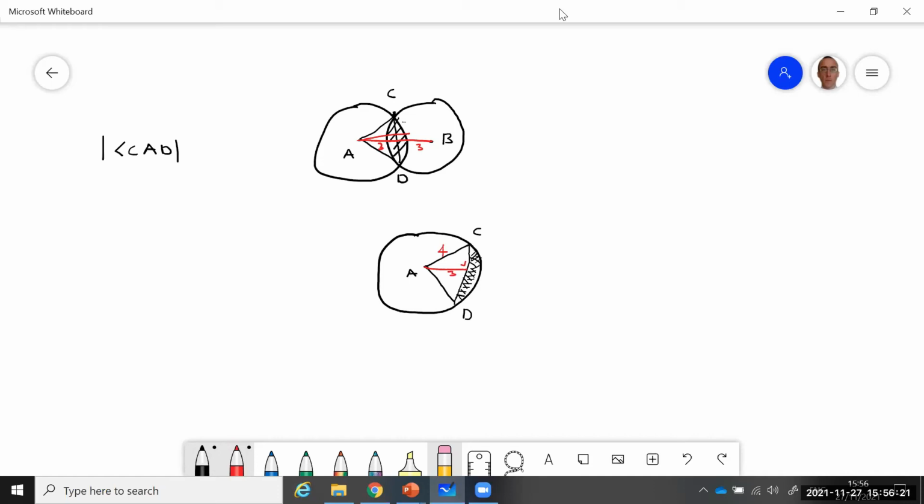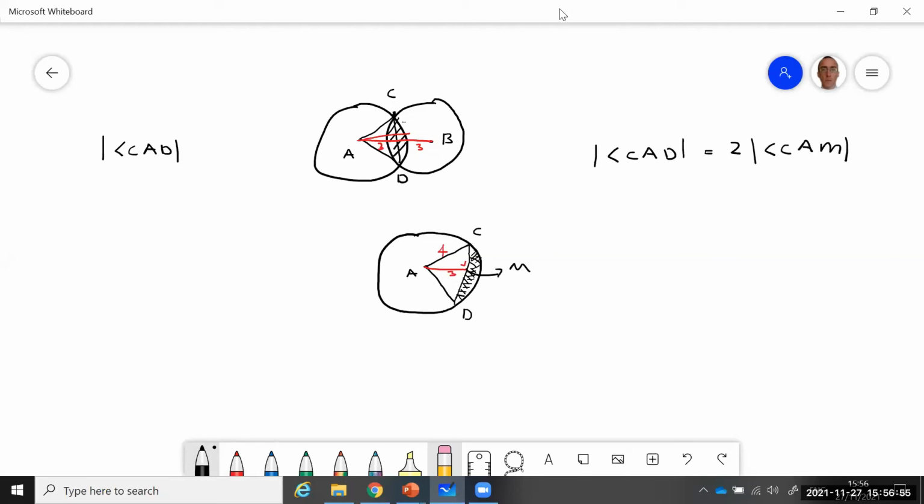Okay. So again, CD could be regarded as a chord, and we've drawn a perpendicular line to it. So by symmetry, we can say that the measure of angle CAD is twice the measure of angle... we'll call that point in there point M. So it's twice the measure of angle CAM.